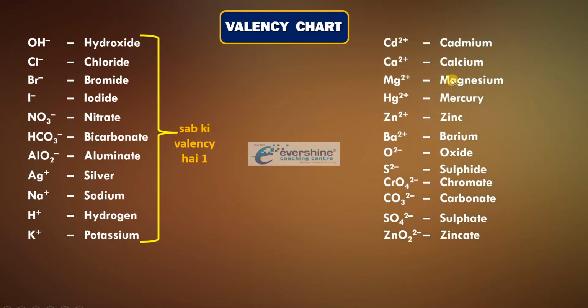Similarly, here we can see cadmium, calcium, magnesium, mercury, zinc, barium, oxide, sulfide, chromate, carbonate, sulfate, zincate. These all have valency 2 plus. 2 plus means they will donate 2 electrons to form an octet structure. Are you getting, children? Okay, they donate. 2 minus means they will accept.